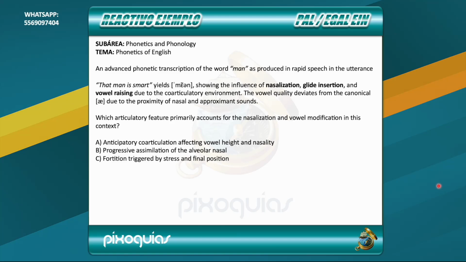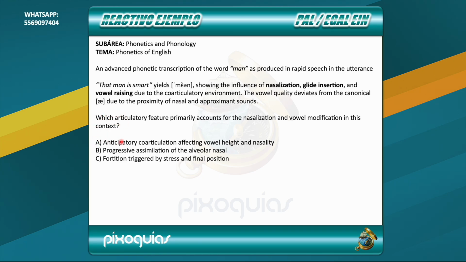Now we have this exercise from Phonetics and Phonology with the topic Phonetics of English. An advanced phonetic transcription of the word man, as produced in rapid speech in the utterance. That man is smart, yields mean, showing the influence of nasalization, glide insertion, and vowel raising due to the co-articulatory environment. The vowel quality deviates from the canonical A, E due to the proximity of nasal and approximant sounds. Which articulatory feature primarily accounts for the nasalization and vowel modification in this context?